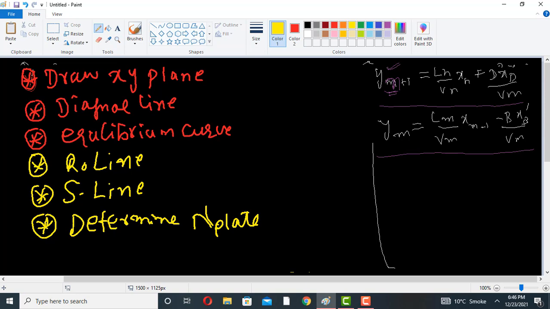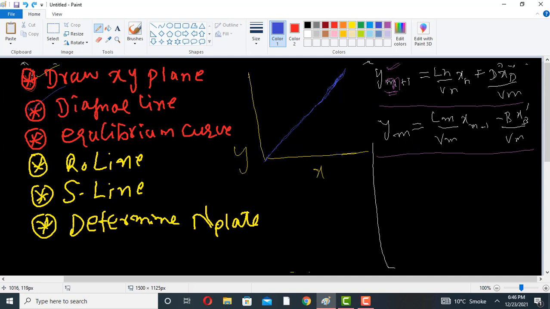Okay. So first of all, draw the xy plane. This is the xy plane. This is x, this is y. Then draw the diagonal line. What is the diagonal line? It is the straight line. This is the diagonal line, which is formed at 45 degrees. On this diagonal line, x is equal to y.